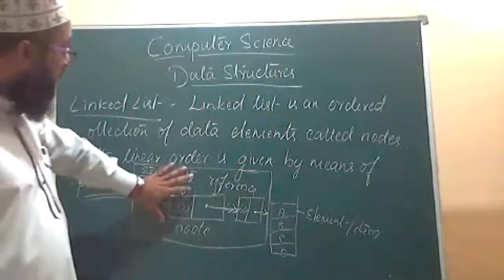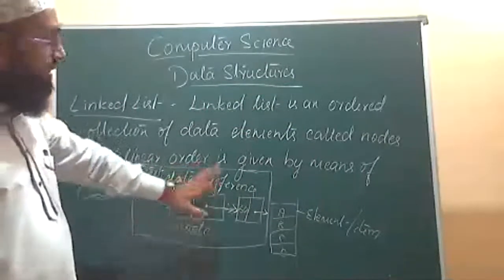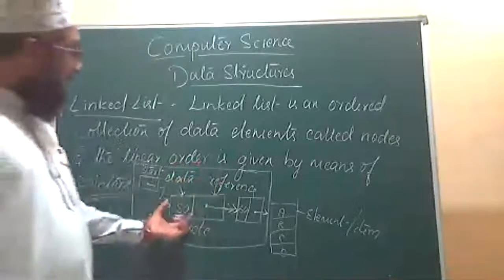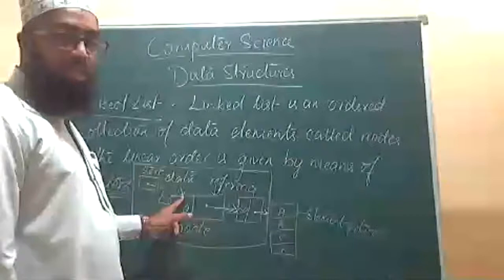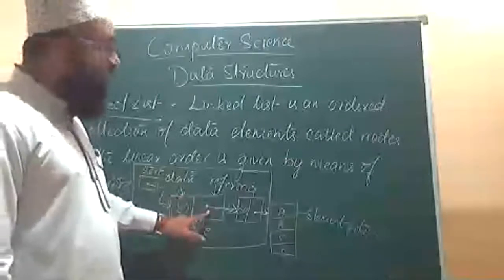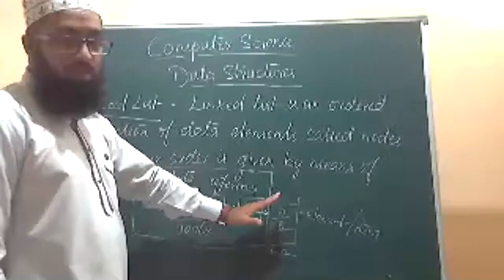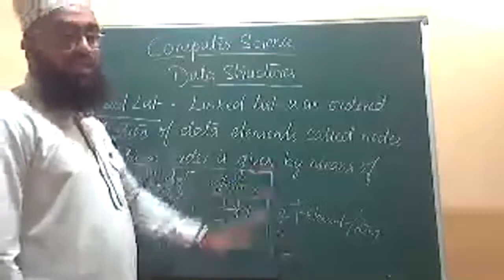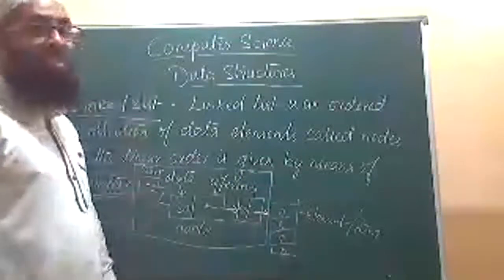See, this is a node, and every node has two parts: one is the data part, and the other is the reference part. The data part contains its own data. The first node contains its own data in its data part, and the next part, the reference part, points towards the next node and is connected to it. So this is called a linked list.